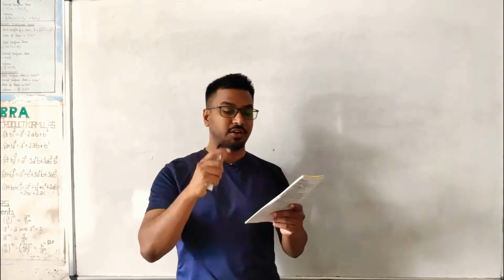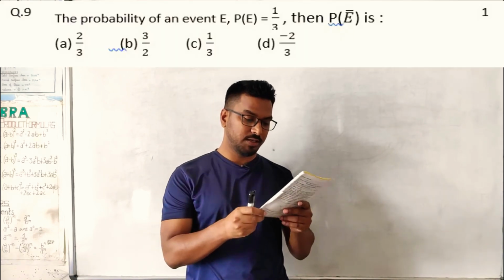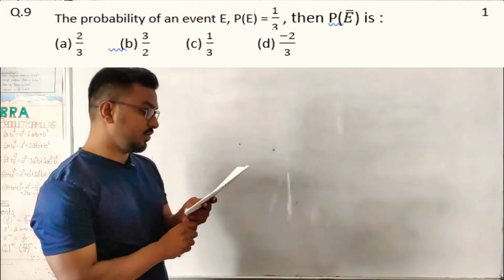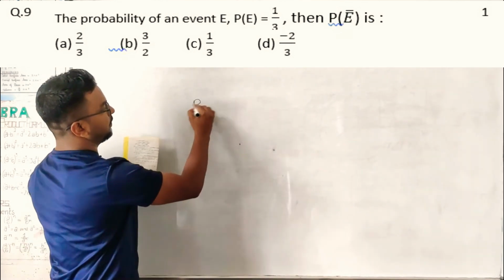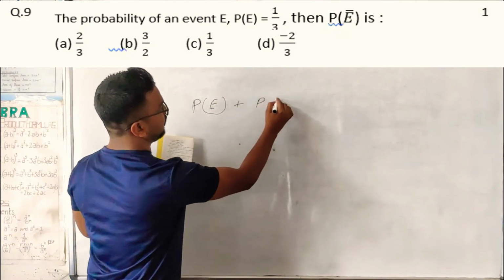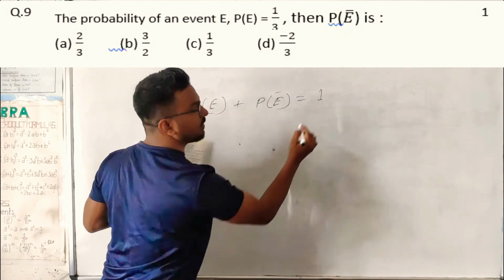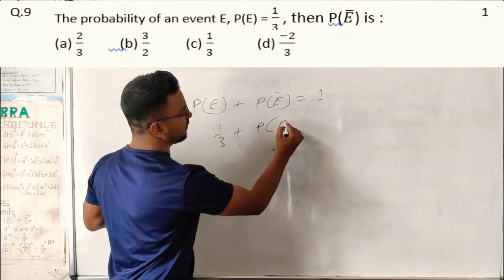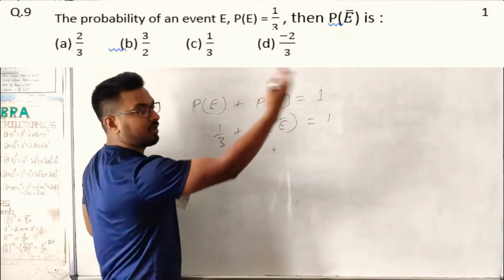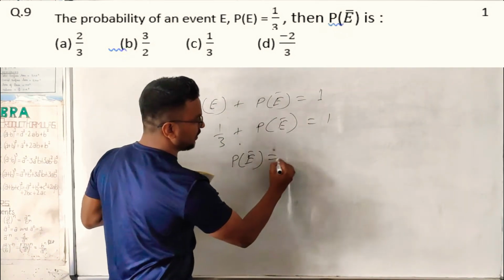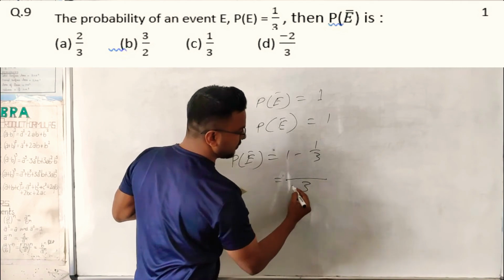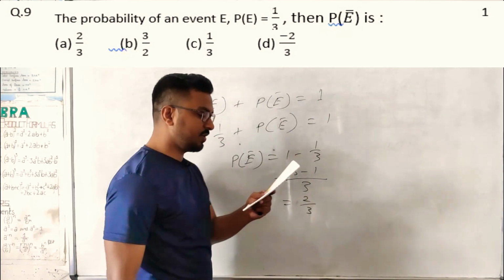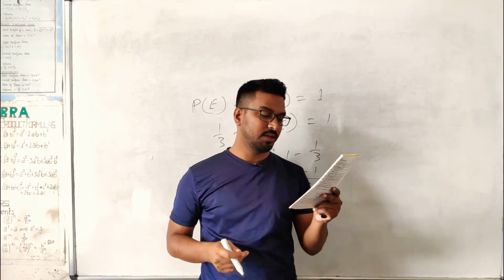Fine. So our next question is, given the probability of an event P(E) equals to 1 by 3, then you have to find P(not E). Okay, so as you know, there is a formula: P(E) plus P(not E) is equal to 1. Here the value of P(E) is given 1 by 3. Fine. So you just take this one to the right hand side, you will get P(not E) is 1 minus 1 by 3. So if you take LCM 3, this will become 3 minus 1, 2 by 3. So which one? Option A. Okay, 2 by 3 will be the right answer.